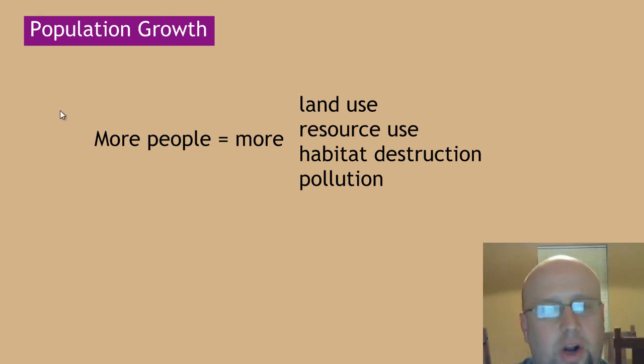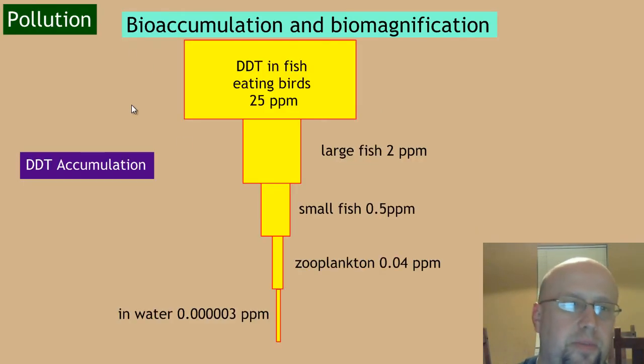Population growth, we've been harping on this for a couple of weeks. I'm not going to hammer this much more, but just remember the essential idea here that we're looking for, this is the first P in HIPCO, is that the more people, the more land use, the more resource use, more habitat destruction, the more pollution, all of those things go along with higher population growth. The second P is pollution, and we're not going to talk a lot about pollution right now because we're going to do whole units on it later.